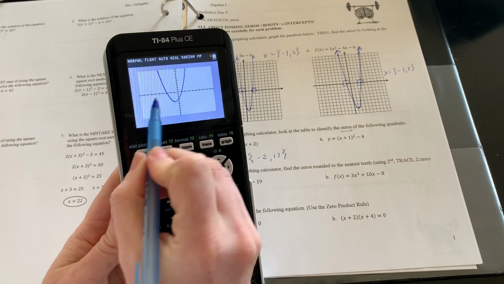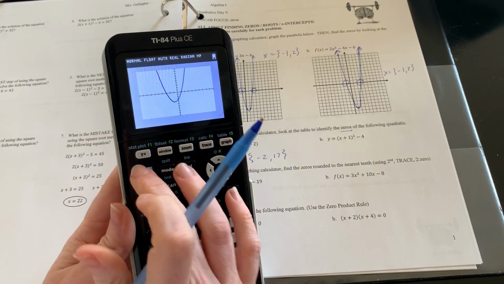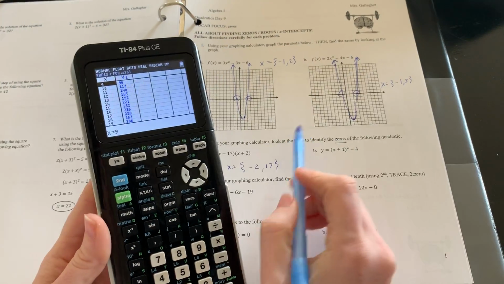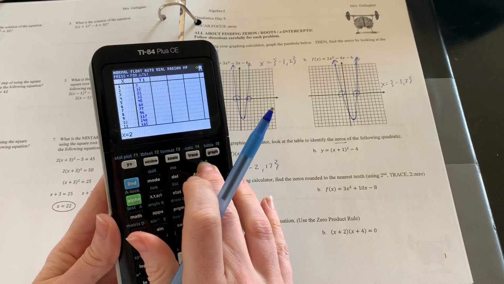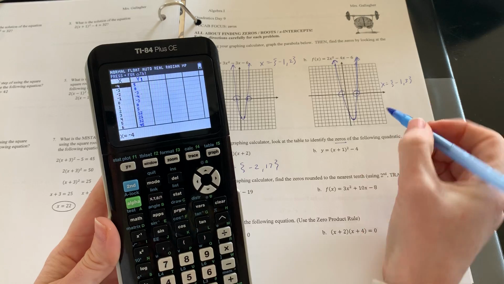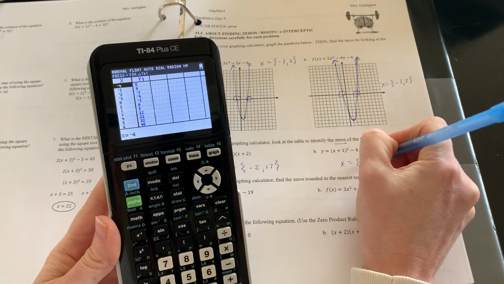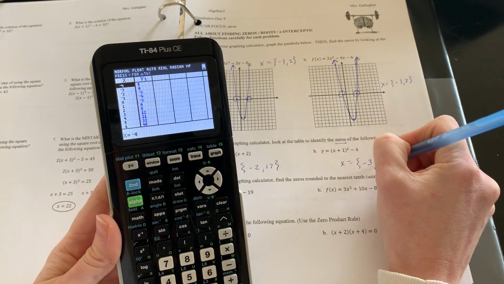And then we're looking for where they cross. I think they're at -3 and 1, but we'll verify in our table because that's what we were asked to do. Look in our table. And it looks like one of the roots is -3 and the other one is 1.